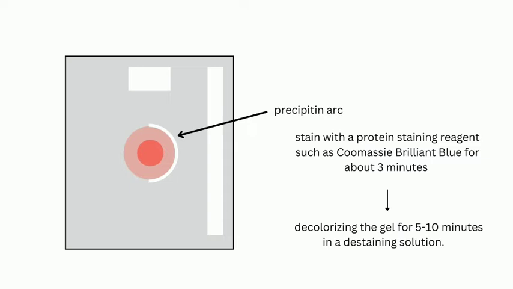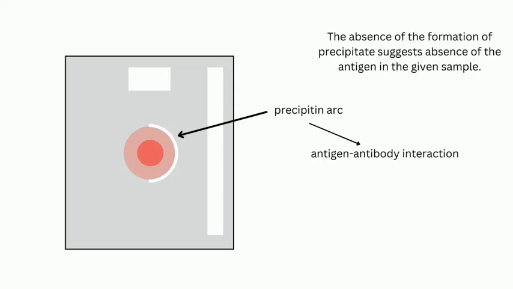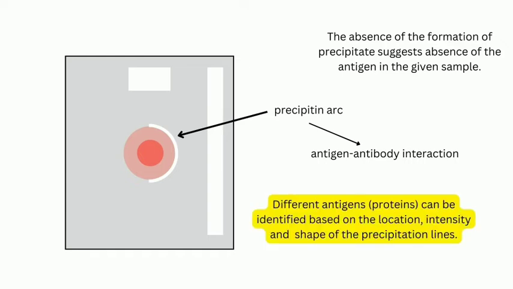The presence of elliptical precipitin arcs represents antigen-antibody interaction. The absence of the formation of precipitates suggests the absence of the antigen in the given sample, and different antigens can be identified based on the location, intensity, and shape of the precipitation lines.